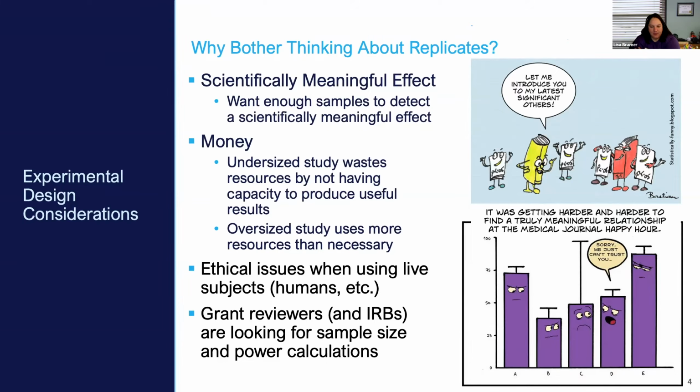And maybe the most convincing argument that I can give you is that grant reviewers are going to be looking for this when you propose and say, please give us money to study this system. This will be one of the key questions that they ask. So I want to take a little bit of time and talk about the key components that go into determining statistical power.